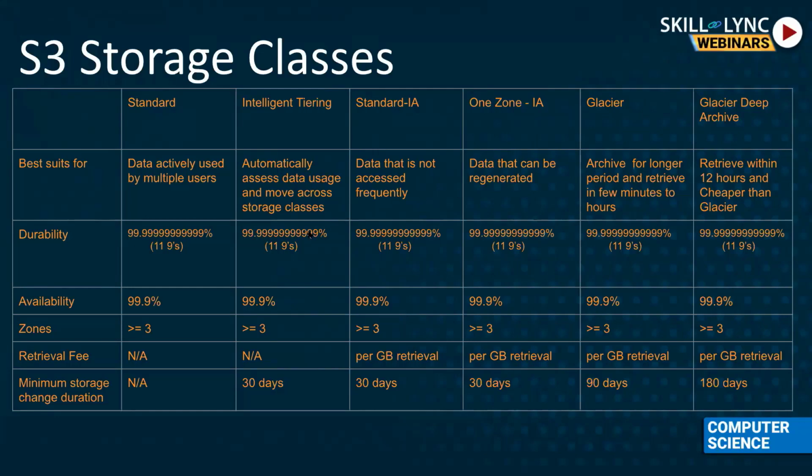In standard storage we get 99.99% availability, 99.999999999% durability, and if you see zones here, it is greater than or equal to 3. That means whatever copy we upload to AWS S3, in the backend it maintains 3 or more copies. If one copy of data is deleted accidentally or due to a natural calamity, we still have 2 more copies available, so our data is safely stored in Amazon S3.